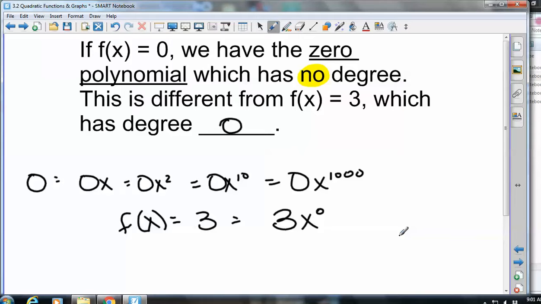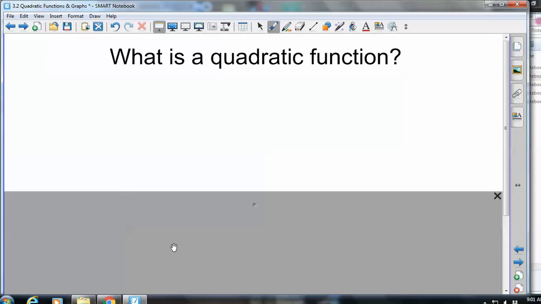Okay, today our focus is going to be on quadratic functions. So what is a quadratic? A function? It's a function. Good answer.